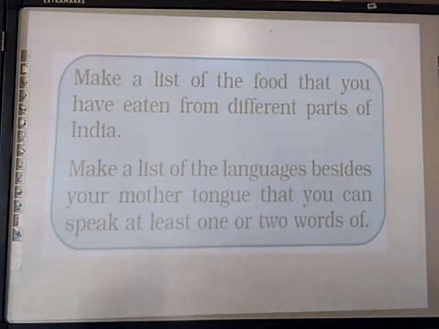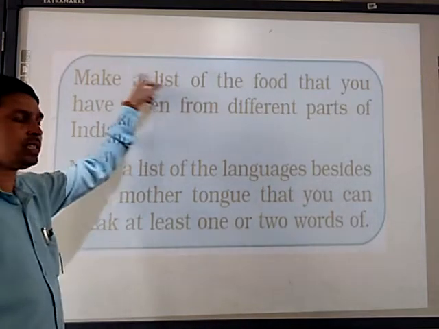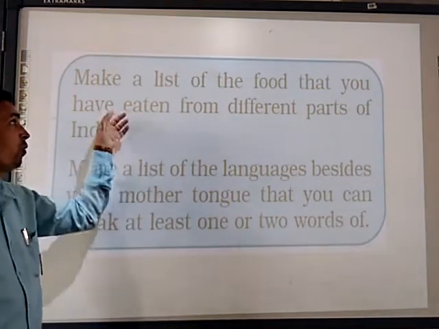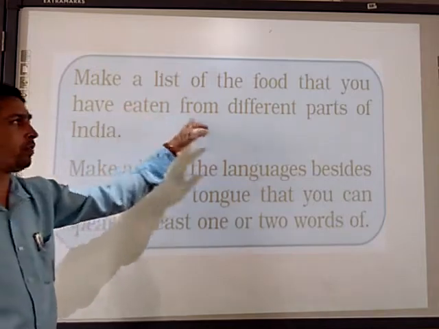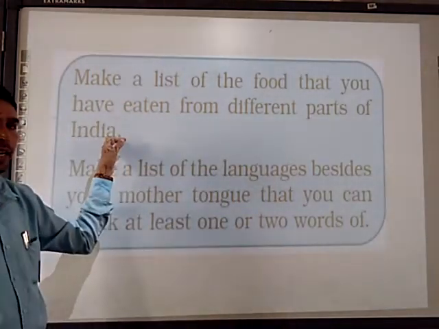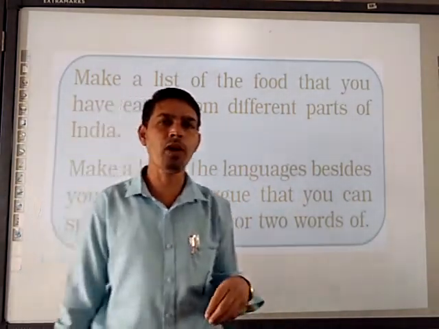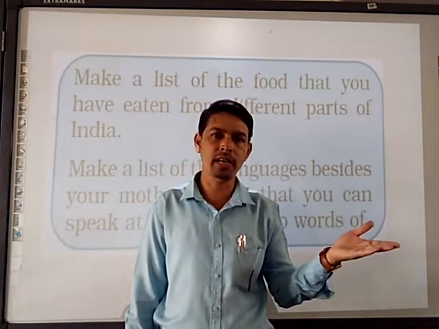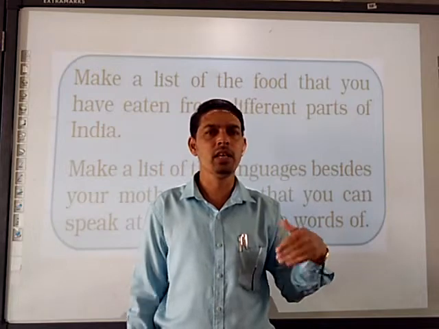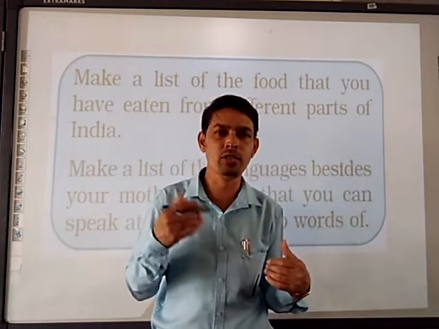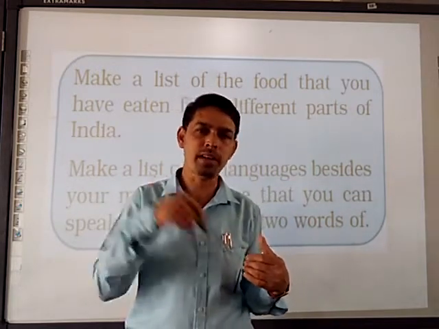Next, your homework part. What do you have to do? Make a list of the food that you have eaten from different parts of India. Suppose you go on a tour outstation, to different states, and you enjoy different food over there. You can write about that.